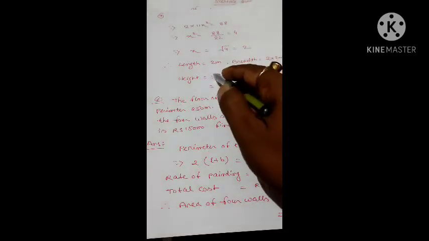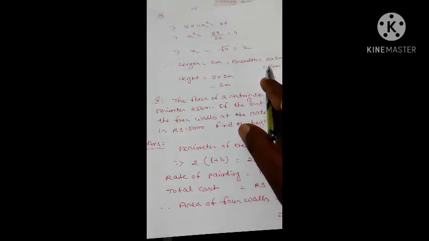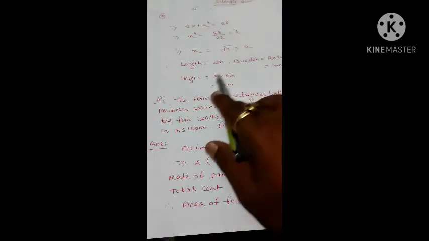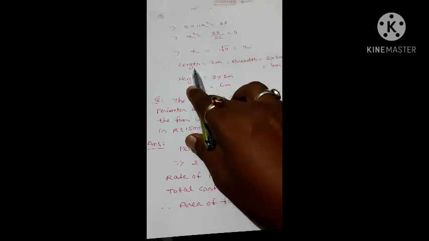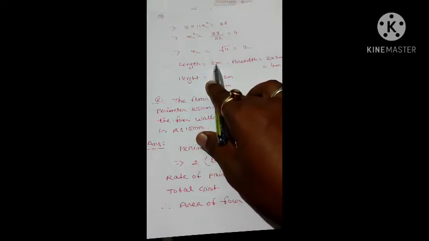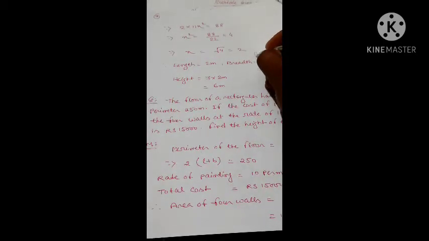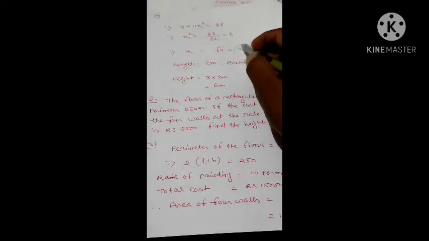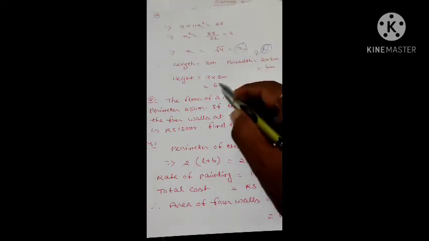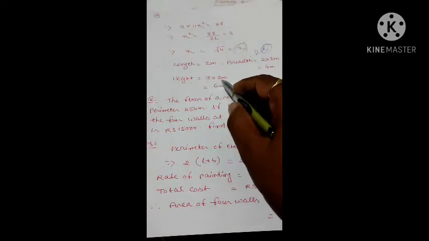And now by putting the value of x in the x, 2x and 3x, we will get the length, breadth, height, that is the dimension. Our length is x, so we have written 2 meter. Our breadth is 2x, that is 2 into, in place of x we can write this value 2. So 2 into 2 is 4. Our height is 3x, so 3 into 2, that is 6.